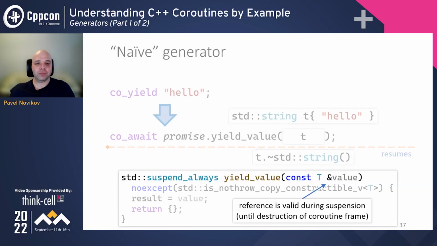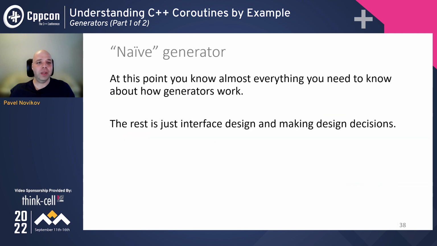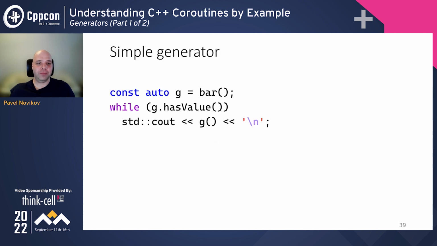So, okay, in this case, all of this means that the reference that we get inside the yield_value is valid during the suspension of the coroutine. And at this point, you know almost everything you need to know about how generators work, and the rest is just interface design and making design decisions. Let's see what we can have.